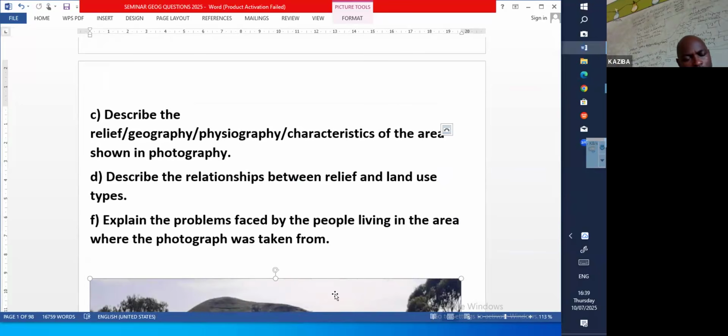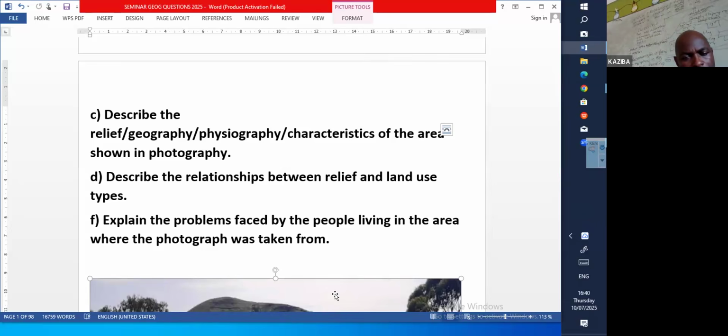So the first one was describing the relief. Have they gotten how to describe the relief? Yes. Okay. Then the second one is describing the relationship between relief and the land use types. Have they gotten that? Yes, sir. Oh, that's very good. Sorry for being speedy, but I want to cover a lot of things. Maybe they'll go back to the YouTube and watch, okay? Okay, so thank you, the next question is to explain the problems first.